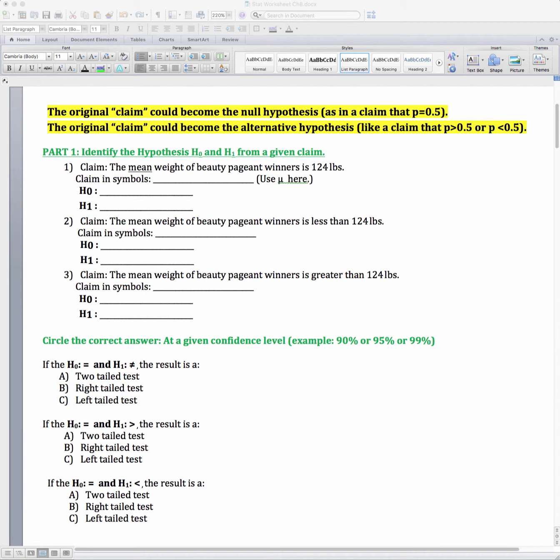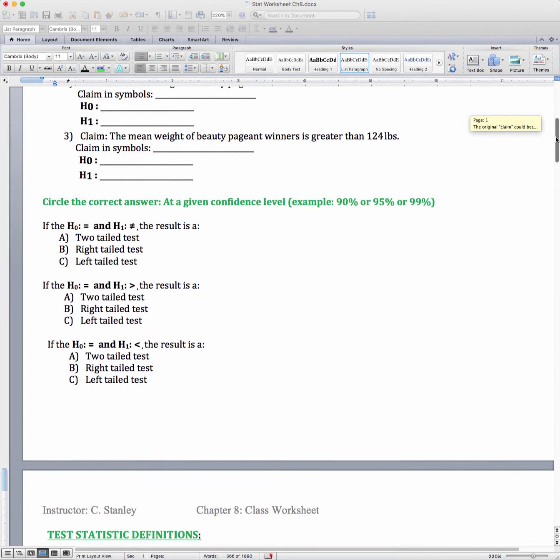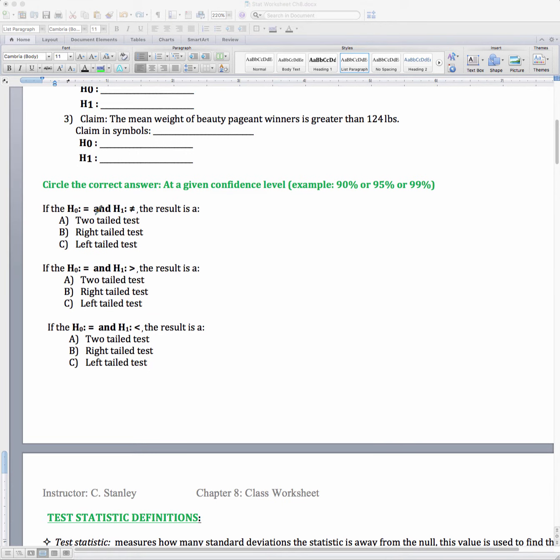Some other important notes: if the alternative is a not equal to, we call that a two-tailed test. We'll get into why that is later. If the alternative is a greater than, we call that a right-tailed test. If the alternative is a less than, we call that a left-tailed test. So if the alternative is a not equal to, two-tailed; right-tailed; left-tailed. Sometimes they call this two-sided, and they'll call this one-sided. So spend some time learning that.